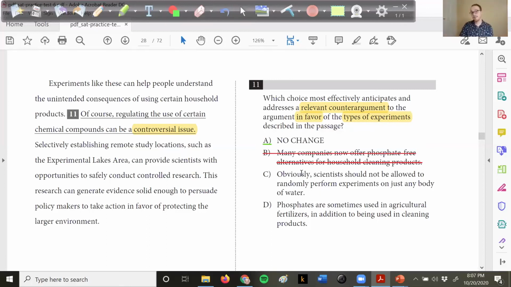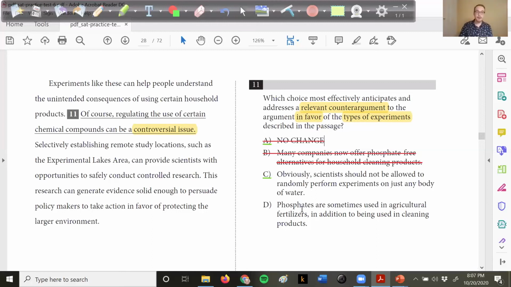C, obviously, scientists should not be allowed to randomly perform experiments on just any body of water. Okay, so that one does actually get ahead of a potential counter argument. That one says, hey, you might be reading this and be concerned. Can any scientist just dump stuff into whatever lake they want and see what happens? This one's getting ahead. It's anticipating a counter argument and addressing it. So I like C better than A. Let's cross out A because C is our best choice so far.